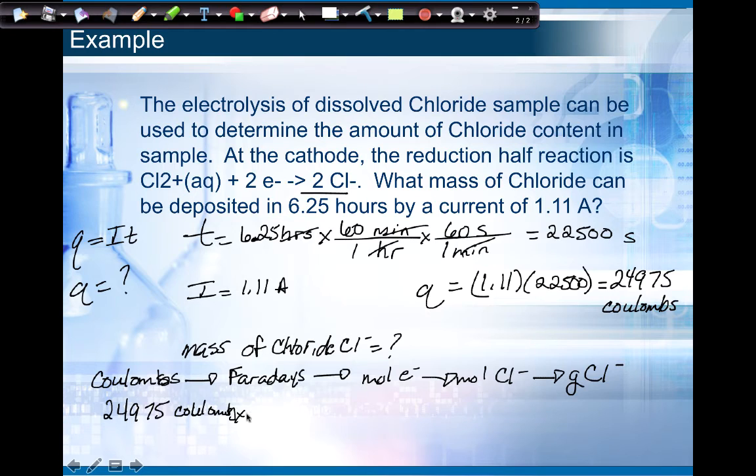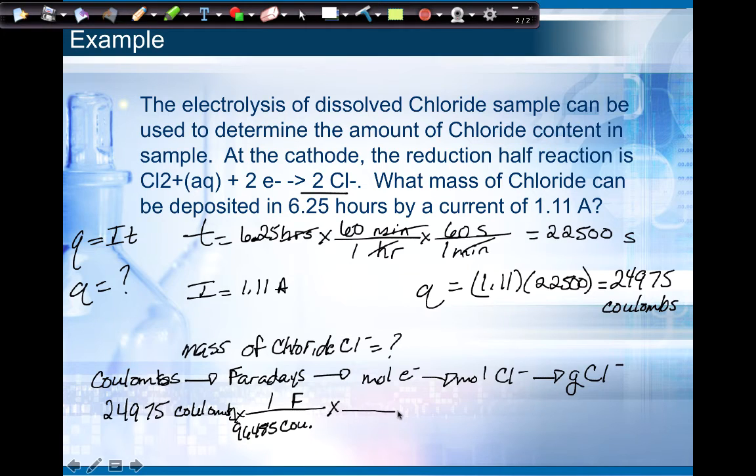All right, so I'm going to go to Faradays first, and put Q as short for coulombs. So 1 Faraday is equal to 96,485. This number is written on your reference sheet, and I believe they even give you the conversion factor. So 1 Faraday is equal to this many coulombs.